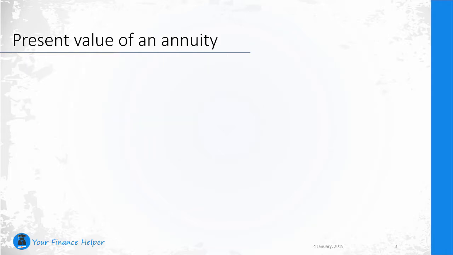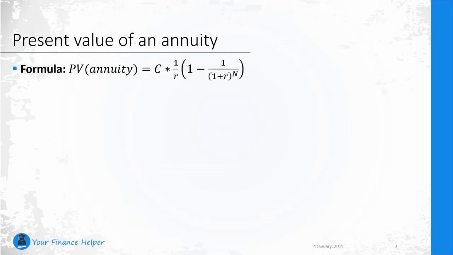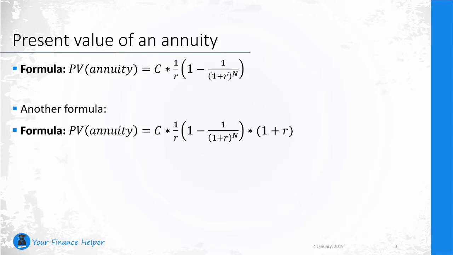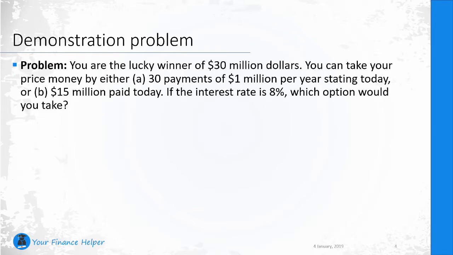Calculating the present value of an annuity, the formula is right here, and it looks a little bit complicated. It actually isn't. I'm not going into details regarding how we derive the formula, because I don't see that as relevant for you. The formula can also be presented this way, and it depends on how you choose to calculate it. I personally believe that the first one is the best. However, I will show you this in a demonstration problem.